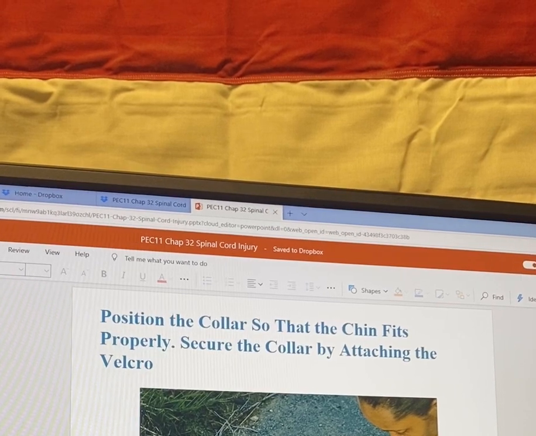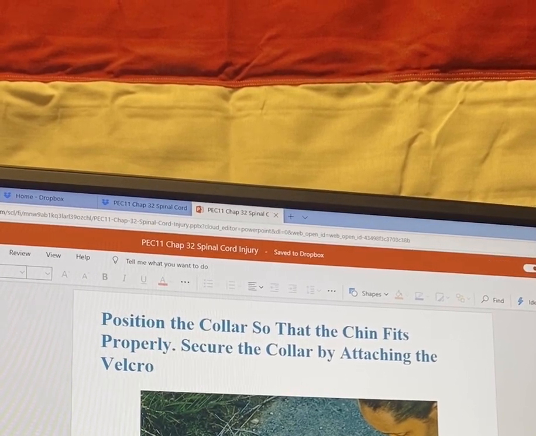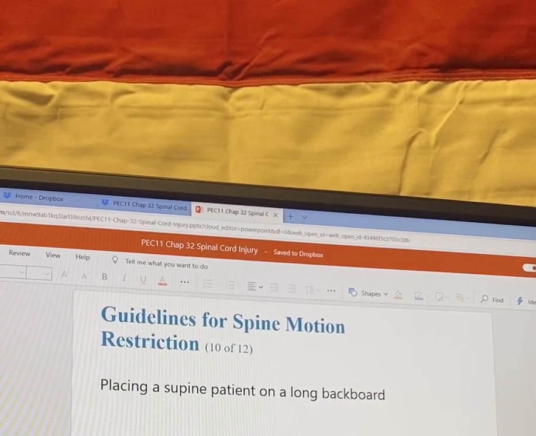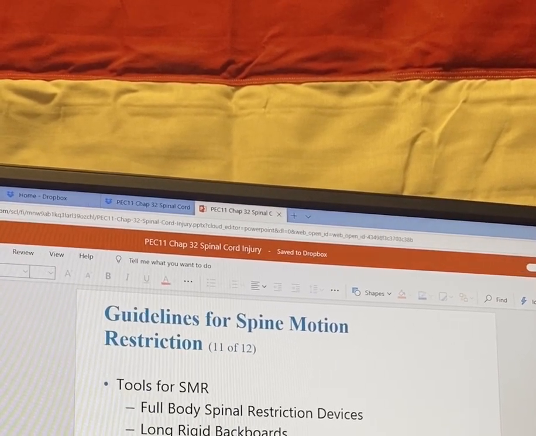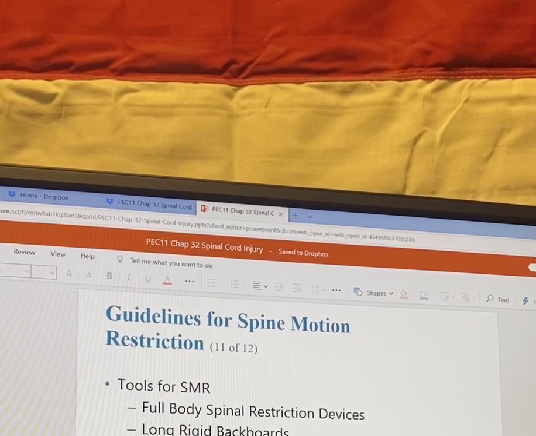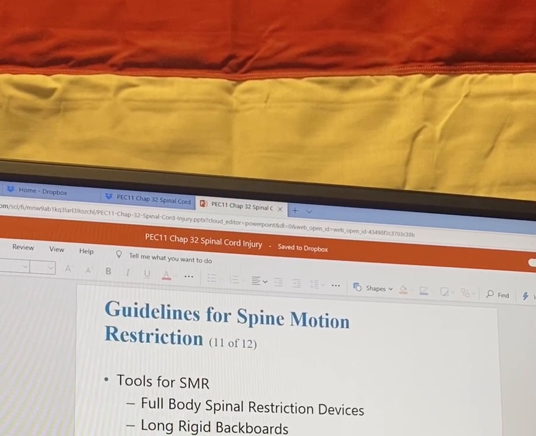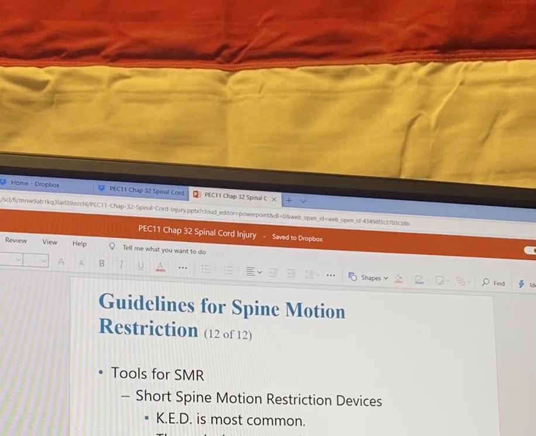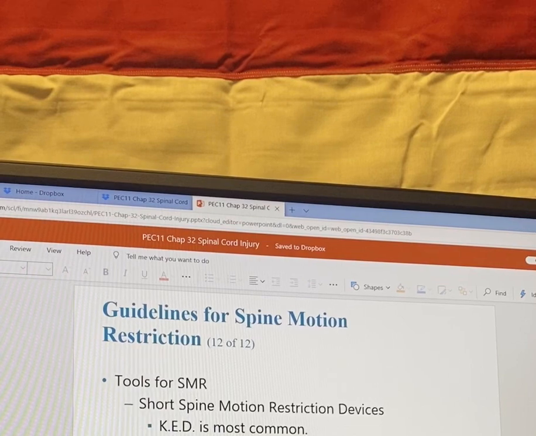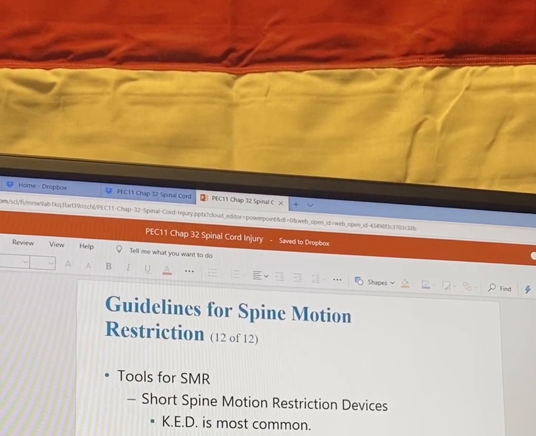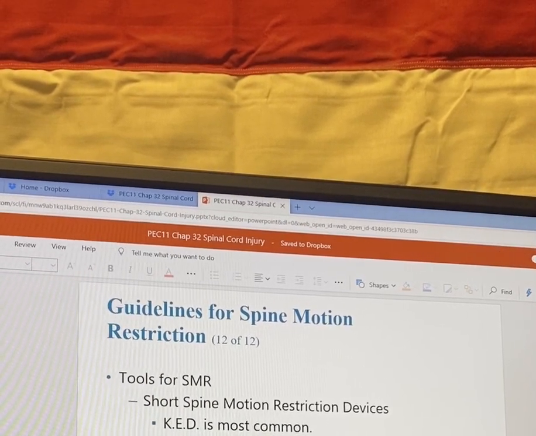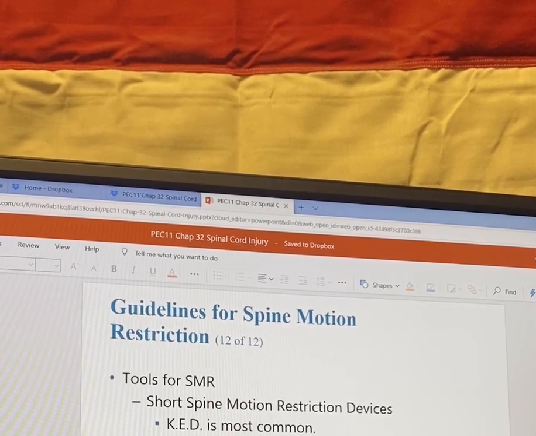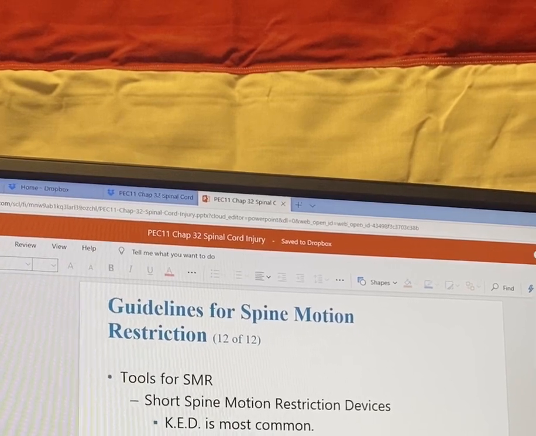The cervical collar itself can produce pain and discomfort. Alright, so putting them on a long backboard. We have long rigid backboards, and then the alternative devices such as your vacuum mattress and your scoop stretcher. The KED is the most common short board that's used, although they're rarely used for MVCs. We use them for pediatric patients, pelvic fractures, stuff like that.